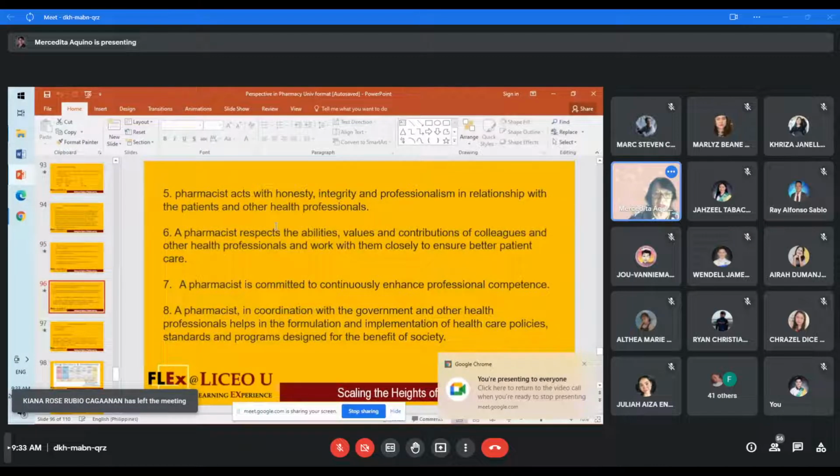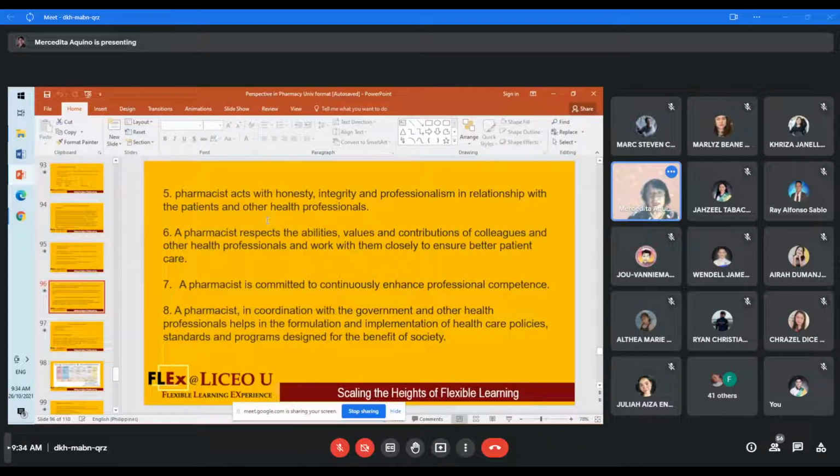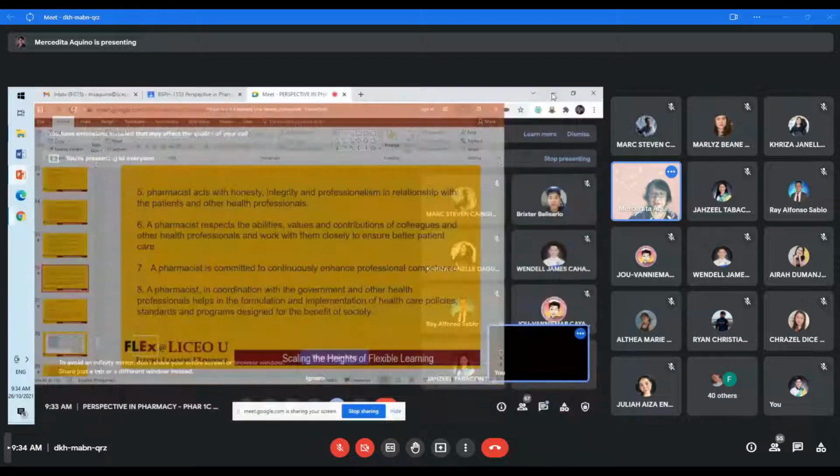Then next, number 5, the pharmacist acts with honesty, integrity, and professionalism in relationship with the patients and other health professionals. What example can you give on this? Honesty, integrity, professionalism in relationship with the patient and other professionals.